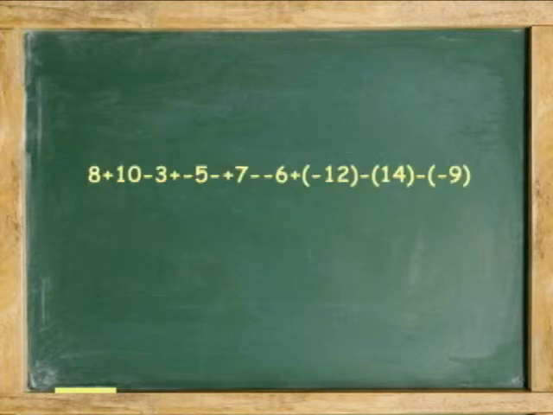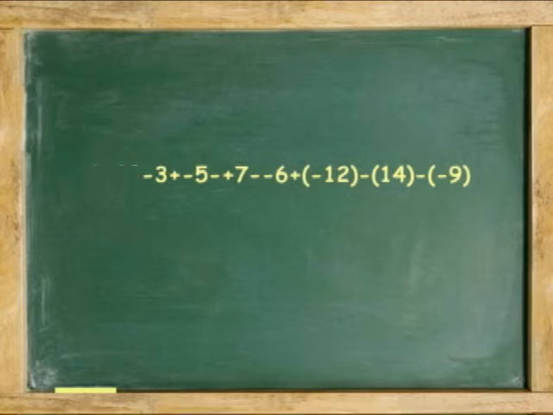Let's try now a more complicated example, where addition and subtraction, positive and negative numbers all get combined at the same time. In this example, 8 is added to 10, and then 3 is subtracted. Negative 5 is added, 7 is subtracted, and negative 6 is subtracted, and so on. This shows we can add negative numbers, plus negative 5, subtract positive numbers, minus positive 7, subtract negative numbers, minus negative 6, and so on. Sounds confusing? Let's break it down.